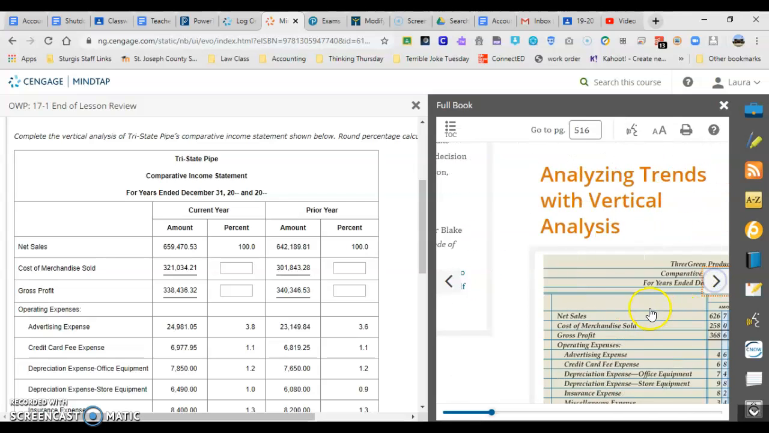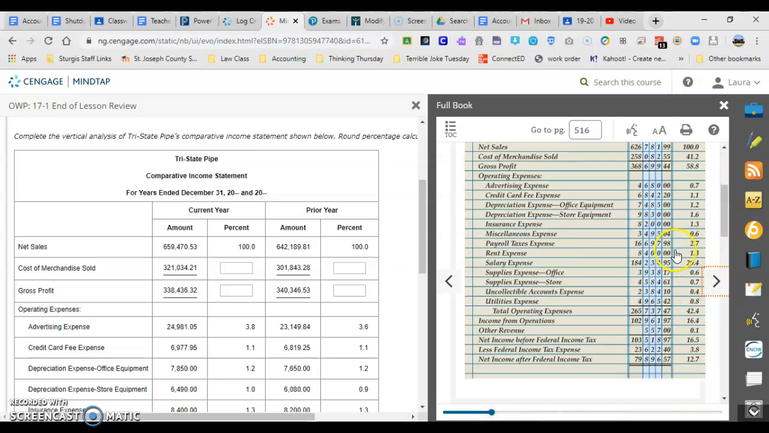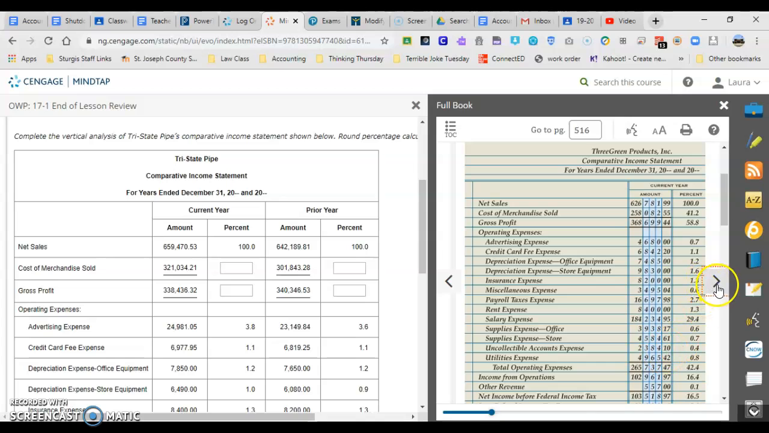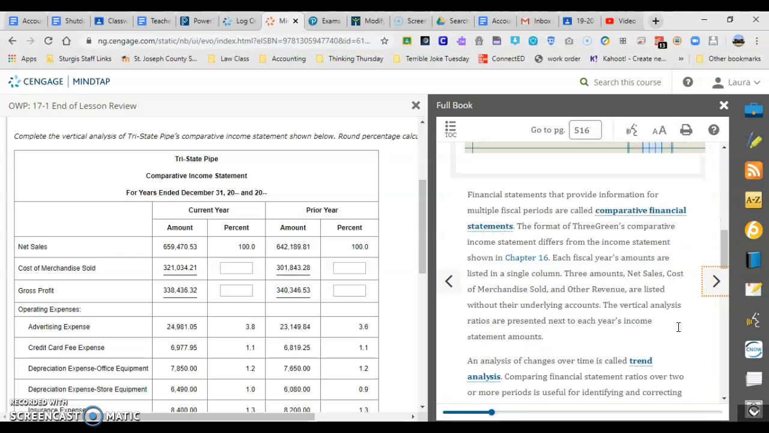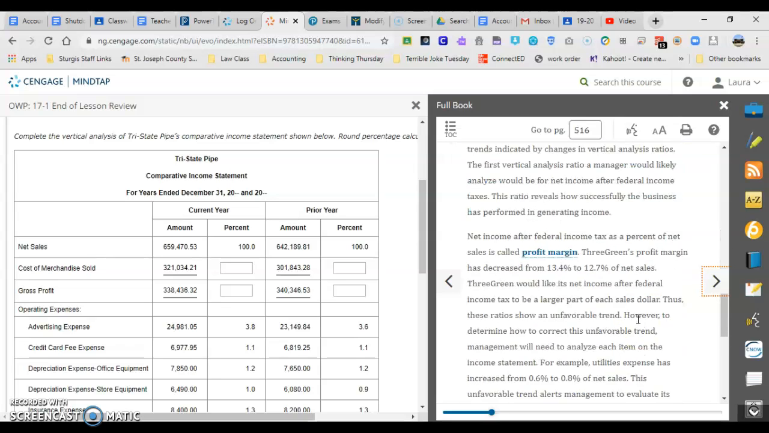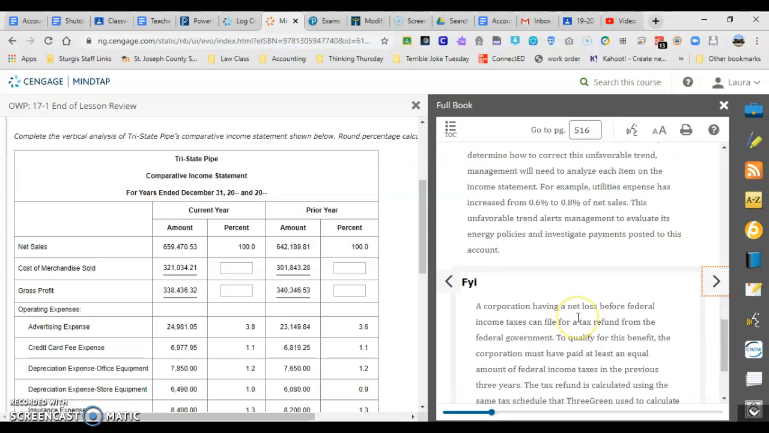So I'm going to go to the next one here. When you analyze vertical trends, you're going to look at the trends that a business has, with comparative financial statements, and you'll do a trend analysis. So you look at profit margin. Net income after federal tax as a percent of net sales is called profit margin. It's a very important percentage, like how much are you making for each of those.